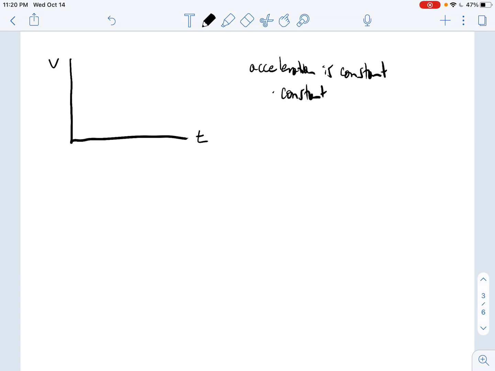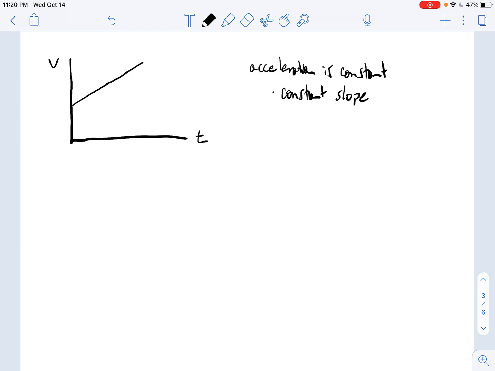So in our velocity versus time graph, we know that our acceleration is a constant. So what this means is that our acceleration is going to be the slope of this v versus t graph. So that means we're going to have a constant slope. So that might look like something like this here.